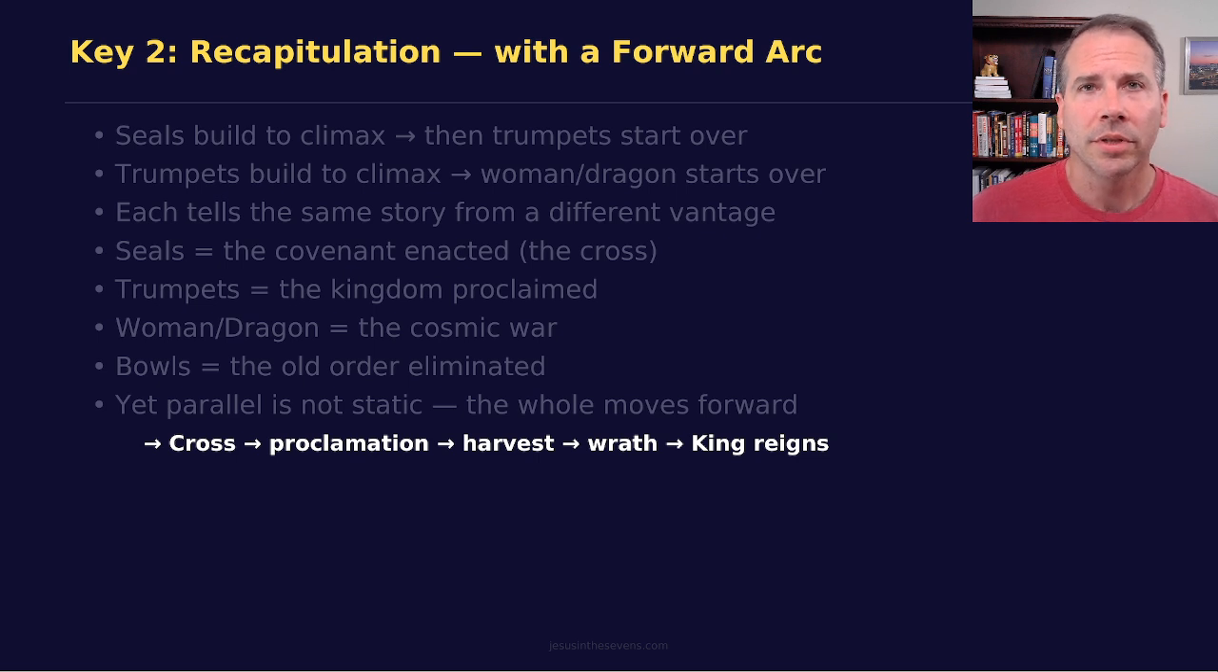Okay, so one simple way to think about this recapitulation with a forward arc is there's the cross, that's the beginning of the 70th seven. There's a proclamation period. That's the early church and the new covenant people proclaiming on the earth the new covenant and the eternal gospel, which we'll read about in chapter 15, I think, 16. And then there's a harvest. So there's a dual harvest that collects the good and the bad. The grapes go into the wrath.